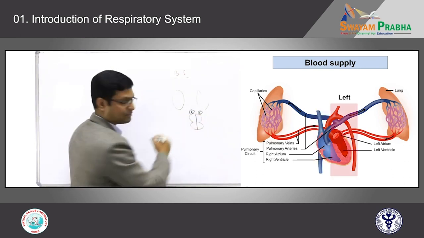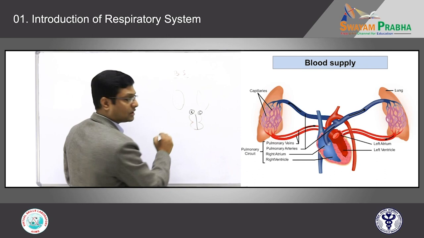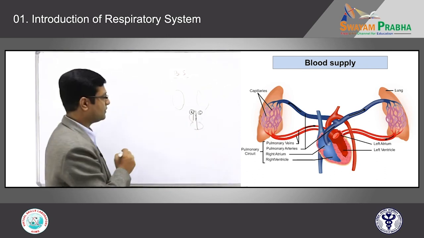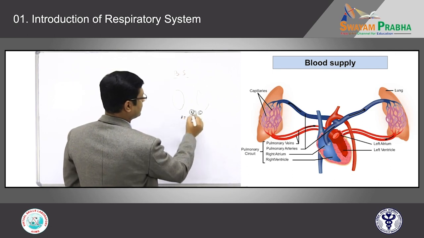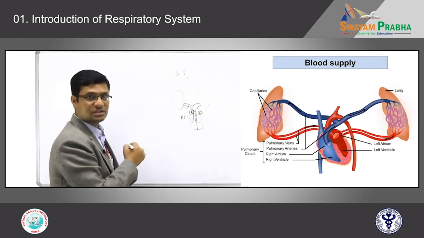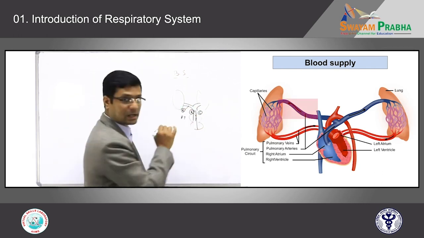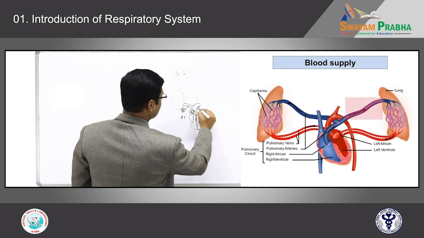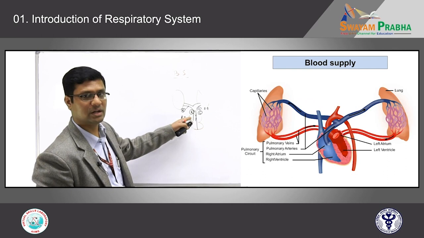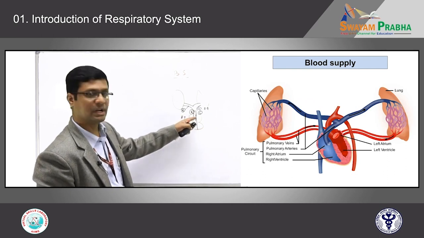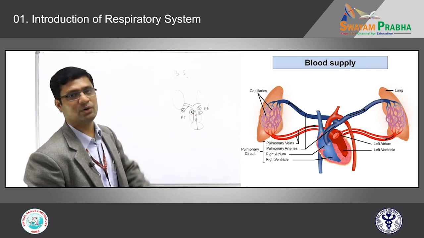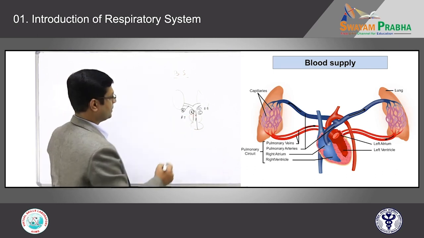right and left. The right heart, all of you know, carries deoxygenated blood. The main outlet from the right ventricle is the pulmonary trunk. This pulmonary trunk divides into two major branches, right and left, the right pulmonary artery and left pulmonary artery. That means any vessel which is coming out of the heart, we call it an artery. This pulmonary artery is the only artery which contains deoxygenated blood when compared to other arteries in the body.